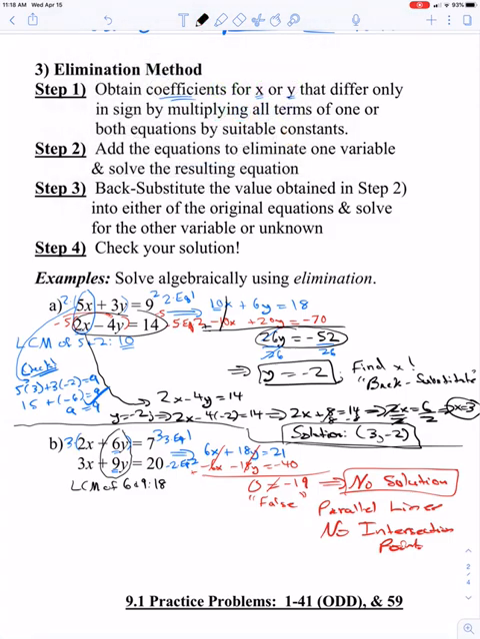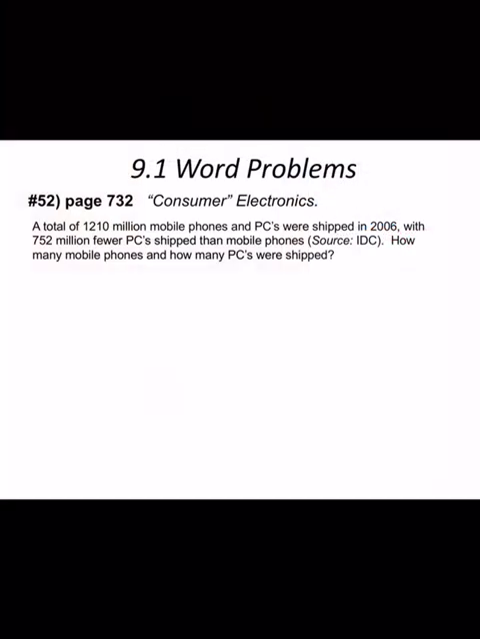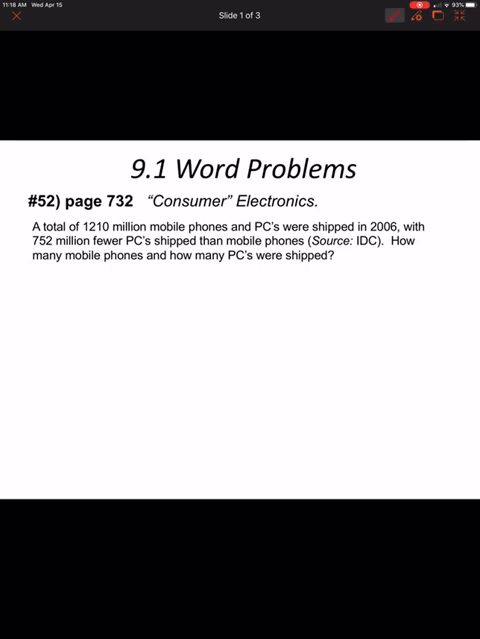All right, let's take a look at an example here. Let's do a word problem. So a word problem out of our textbook. It says a total of 1210 million mobile phones and PCs were shipped out, right, back in 2006, with 752 million fewer PCs shipped out than mobile phones. How many mobile phones and how many PCs were shipped?